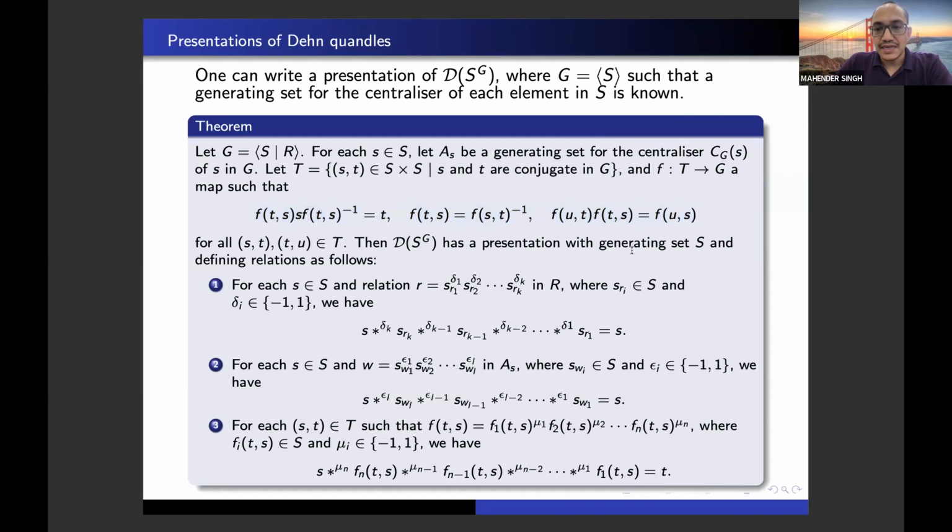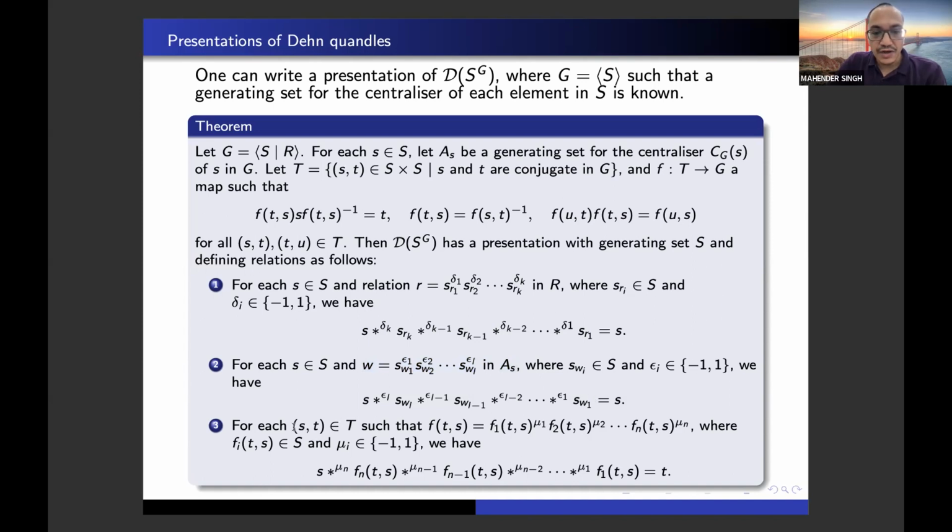Then the Dehn quandle has a presentation with generating set S and defining relations as follows. So though they look complicated, they are very natural. The first two relations are direct consequences of the presentation of R actually, and the fact that A_s is a generating set for the centralizer. So you choose a generator s of the group and a relation r, but then the relation as a word is trivial, so conjugation by that is just the element. So you just write it in the quandle form. Okay. Similarly, you choose a generator and a word in the generating set of the centralizer, which I rewrite in the generating set of my original group. Now, because it's a centralizer, again, conjugation fixes the element, which in quandle form is just this relation.